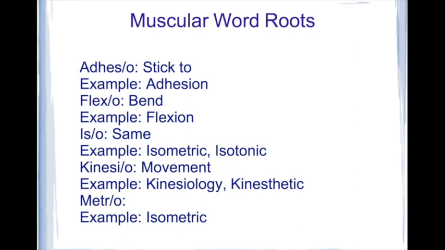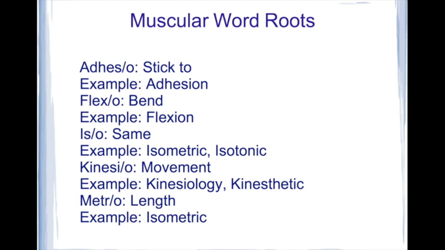Metro, like isometric. We just kind of talked about this. Isometric, iso means same. Metric means, like when we measure something in the metric system, we're measuring length. So metro means length. Isometric, same length. With that muscle contraction, the length of the muscle stays the same.